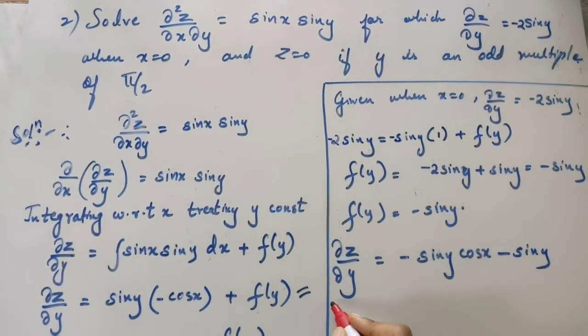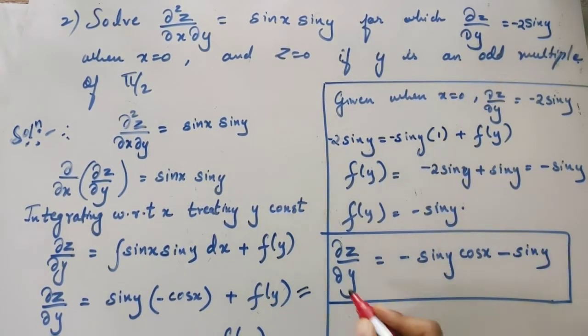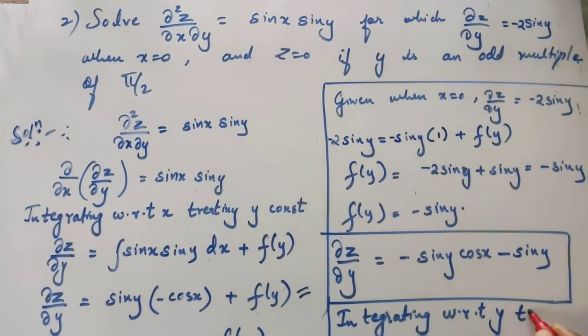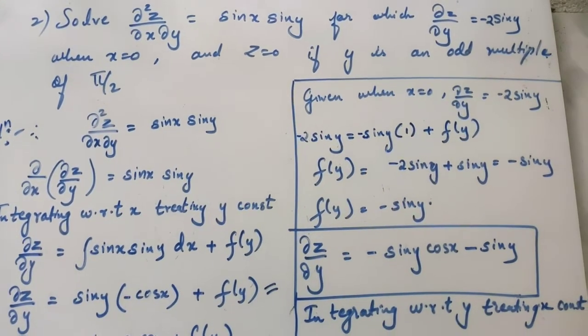Now once again we have to solve this. It is ∂z/∂y, and I want z back from here. For that I need to integrate with respect to y, this time treating x constant. I hope that is clear to all of you.